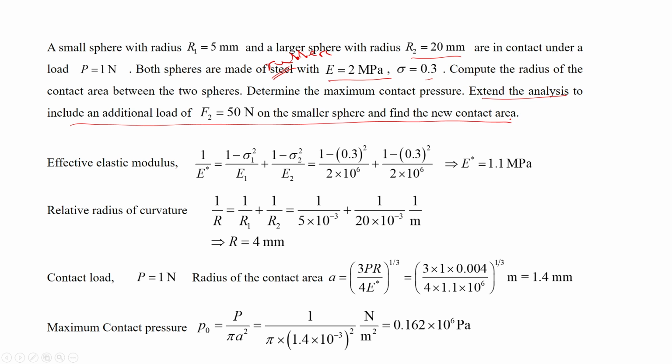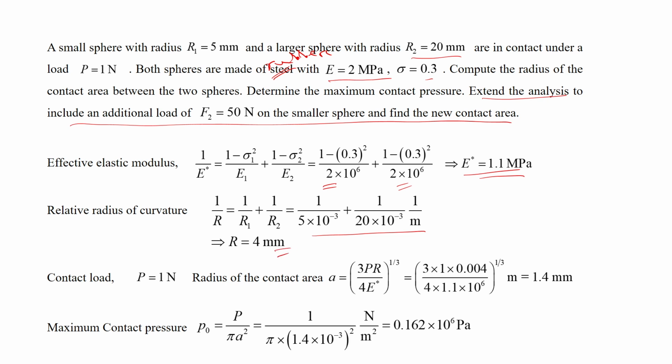So, here 1 by E star will be represented as (1 minus sigma 1 square) by E1 plus (1 minus sigma 2 square) by E2. So, you substitute E1 and E2; both are actually 2 megapascal and 0.3 is the Poisson ratio. So, it comes out to be 1.1 megapascal. You can do a little algebra, and then the relative radius of curvature is 1 by R, given as 1 by R1 plus 1 by R2, and that comes out to be simply R equal to 4 millimeter.